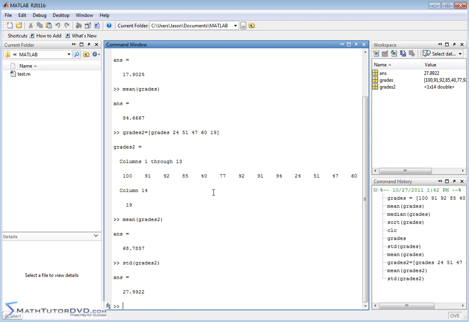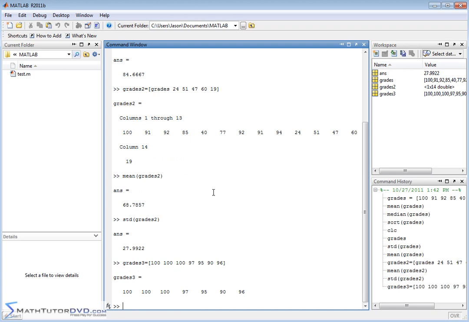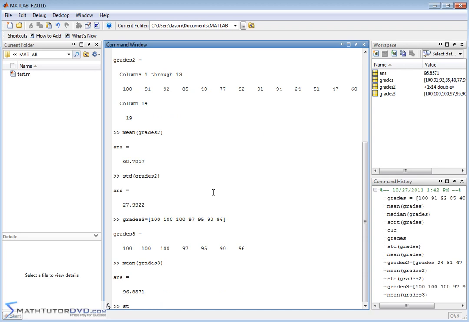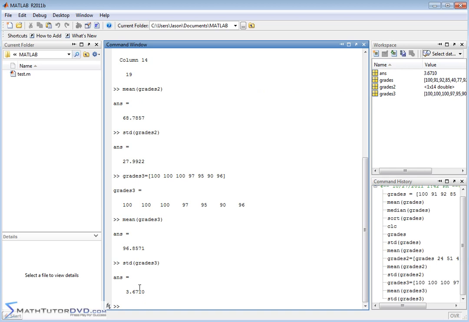And if you had a class of overachievers, with really high grades, grades 3, if you had a class of very high achievers, then you might have 100, 100, 100. One guy got a 97, one guy got a 95, one guy got a 90, one guy got a 96. And if you calculate the mean of these guys, of course the mean is going to be very high, and the standard deviation is going to be really tight. You see how this standard deviation is only 3.6? It's because these grades are so tightly compacted. So the mean is 96, and this standard deviation tells you that the spread of the students is not that great. It means they're all doing really well.